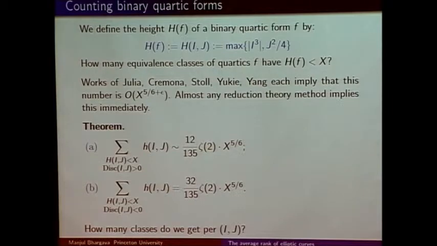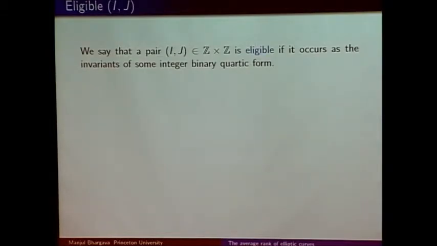If we understood how many i's and j's are actually occurring, then we could divide by that and we'd get an average number for how many occur per ij, for those ij that actually occur. So we call such an ij eligible. A pair ij is eligible if it occurs as the invariants of some integer binary quartic form. And we want to know what the possible ij's are that occur. It turns out that the set of eligible ij is defined purely by congruence conditions.